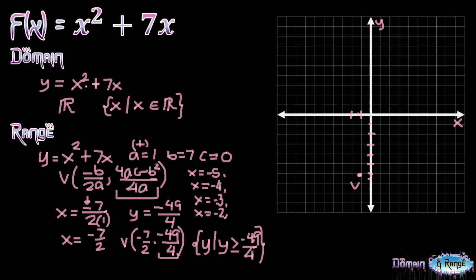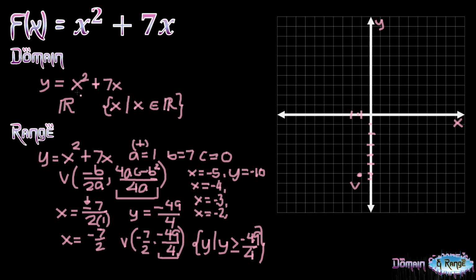So negative 5, the square of negative 5 is 25. I have here 7 times negative 5 is negative 35. So 25 minus 35 is negative 10. That's y equals negative 10. Take note that our graph is already per grid is 2 because we adjusted it.